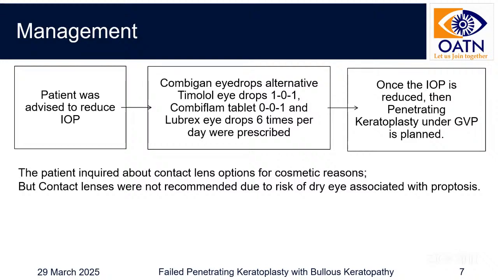Combigan eye drops were used previously by the patient, but she felt that it was expensive, so the eye drops were changed to Demolar eye drops, and a Combigan tablet was given to reduce the pain, and Lumex eye drops were given to reduce the risk of dry eye due to proptosis. So once the IOP is reduced, she was planned for PK.